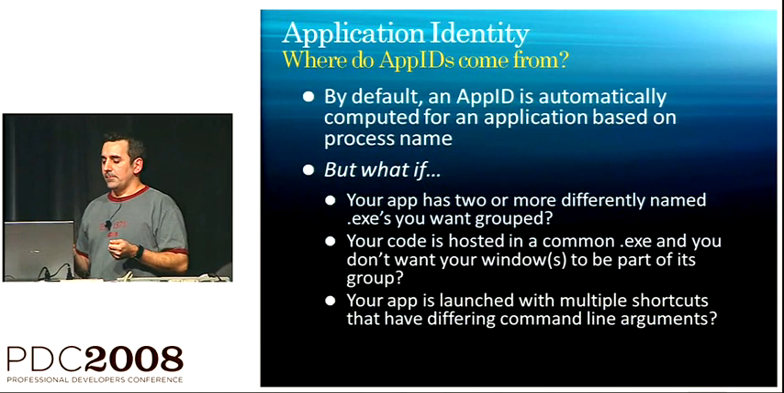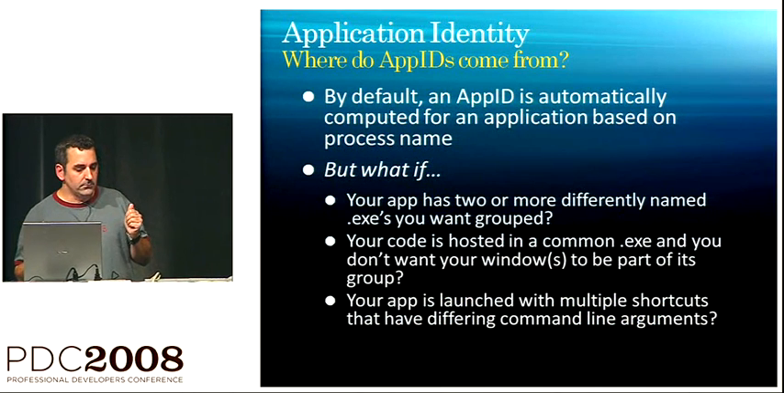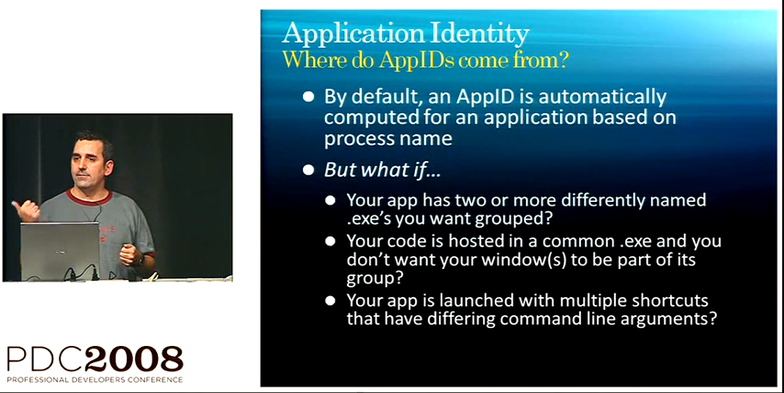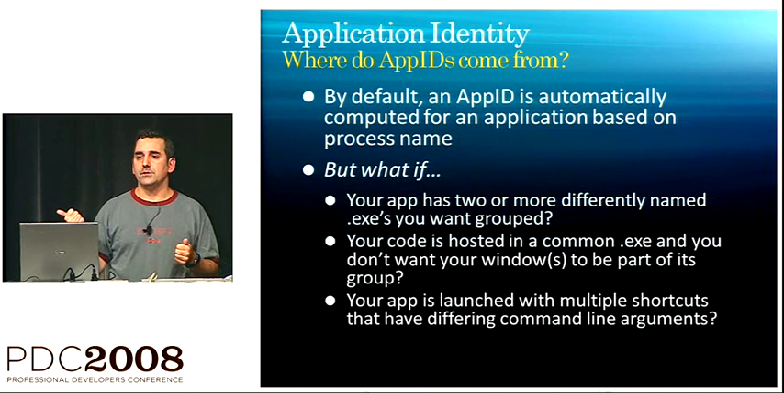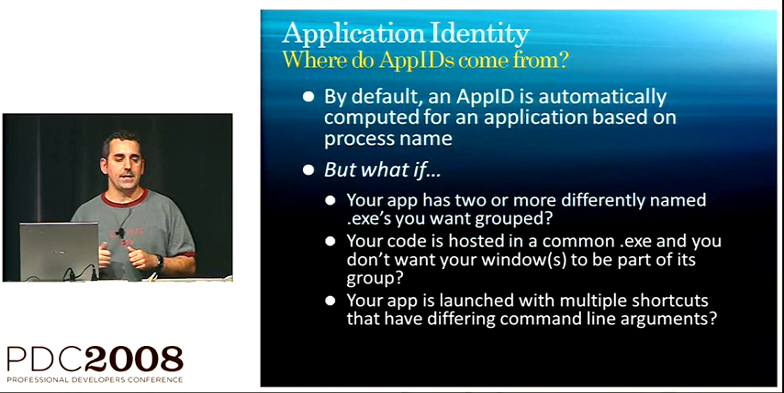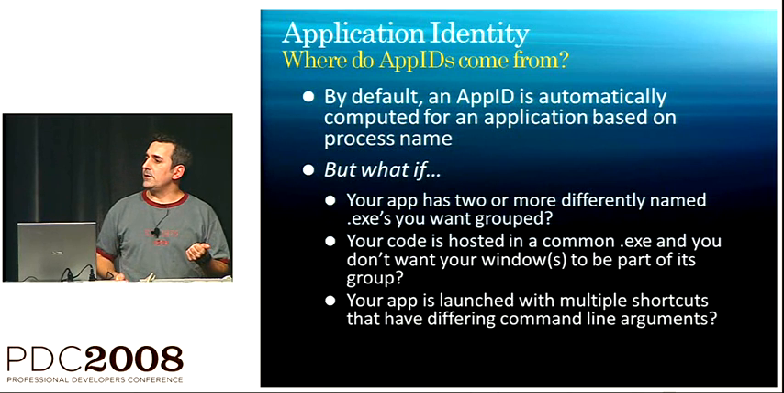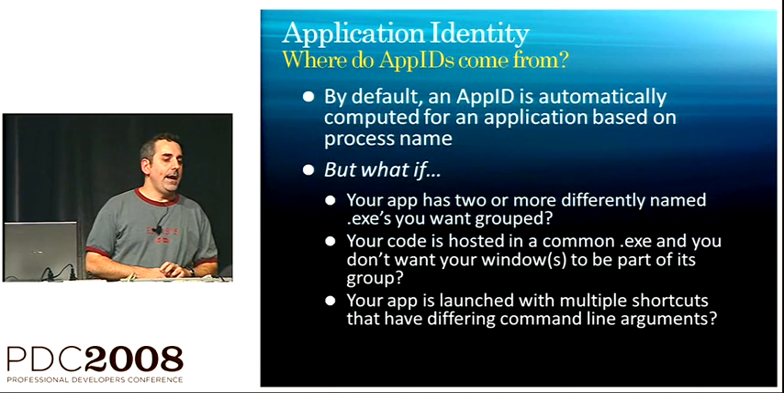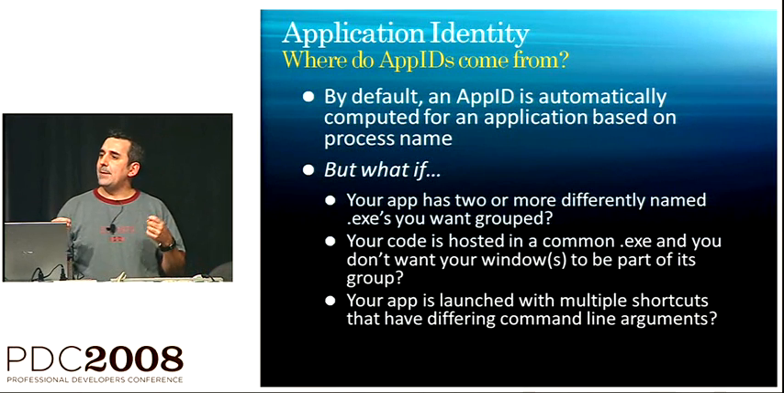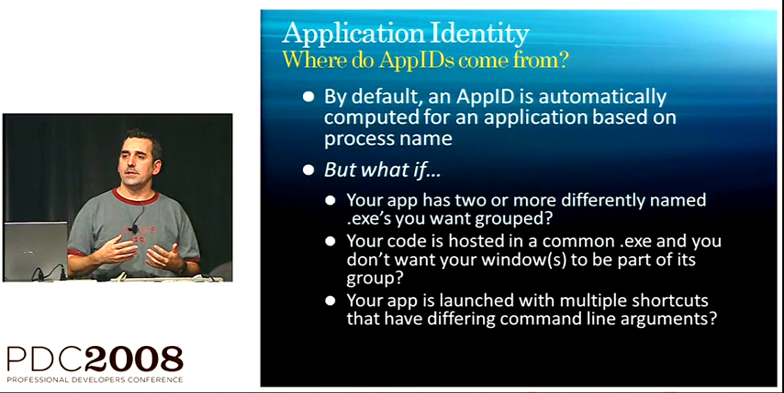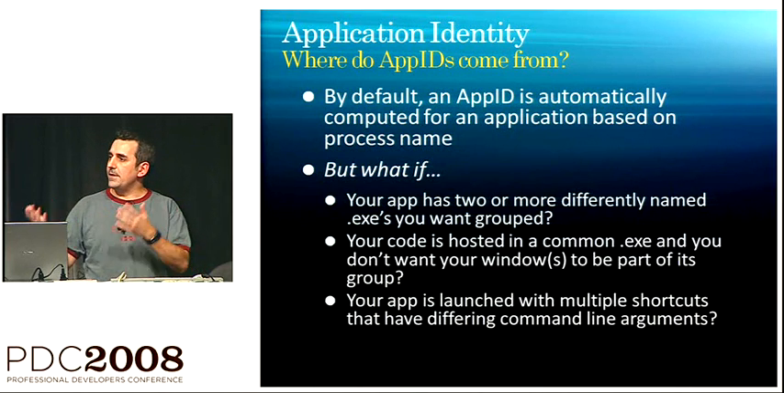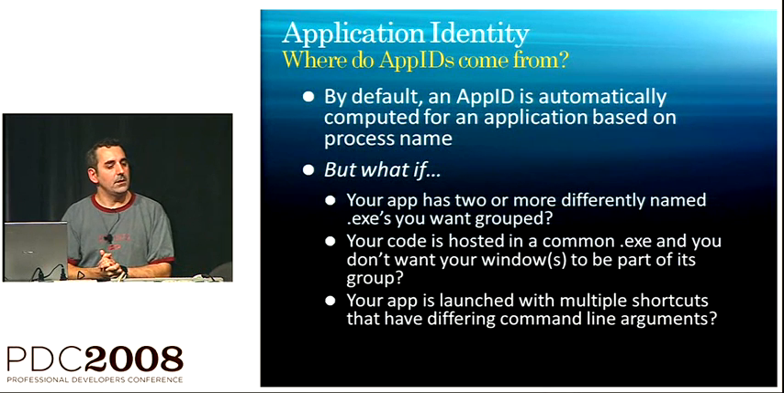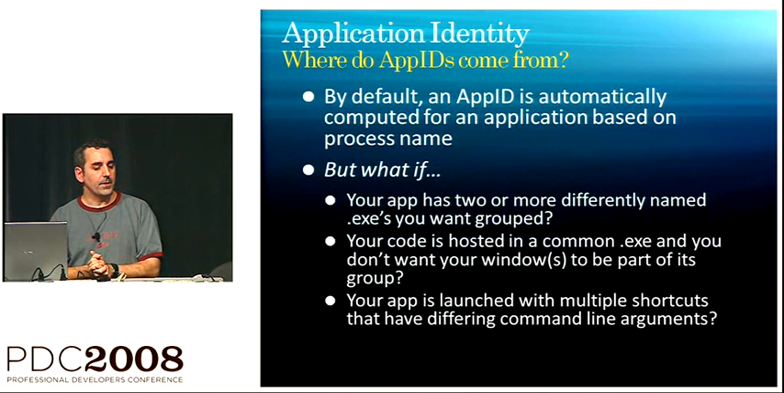So where does an app ID come from? Well, the default case is it just comes from the process name. So if we're given a window in the system, we can determine, hey, what process owns it? Okay, it's process XYZ. We know its name. For a shortcut, we can determine, hey, great, this shortcut launches process XYZ. And for a jump list, when the application goes to customize that jump list, well, we know that it's being customized from process XYZ, so we can populate the contents based on that information.